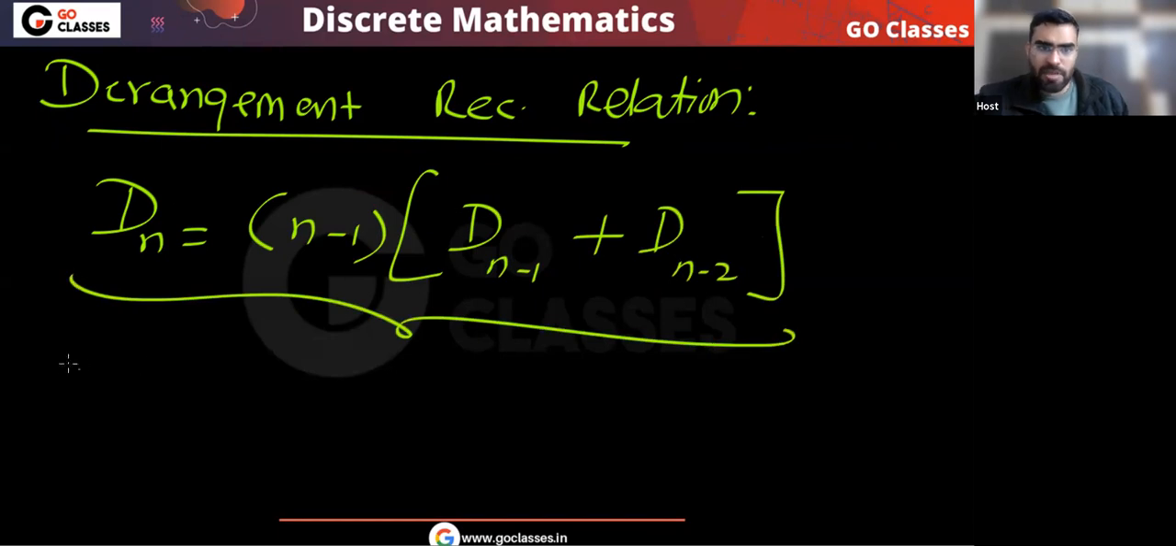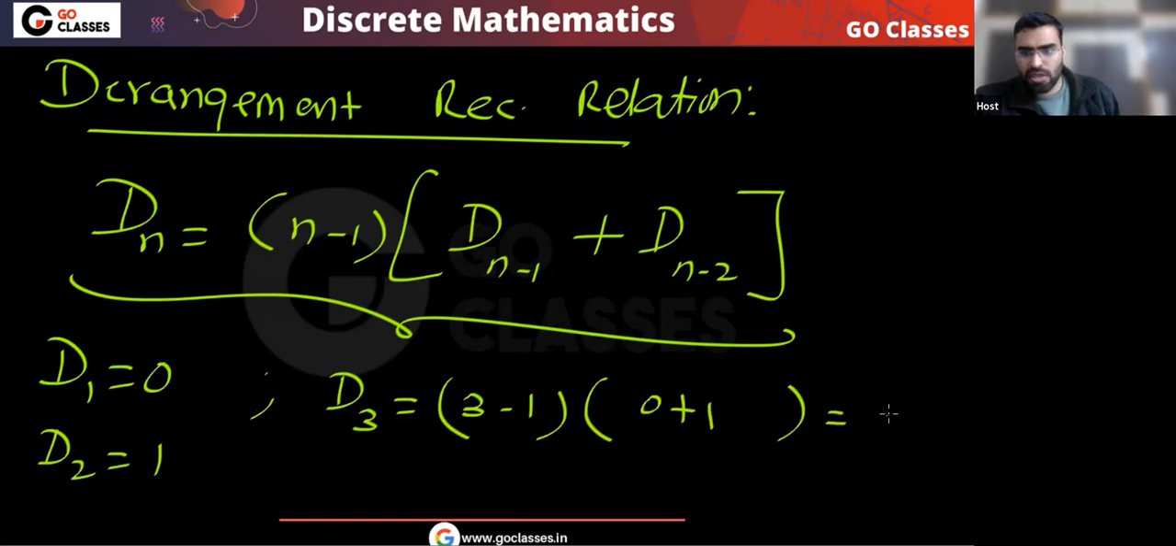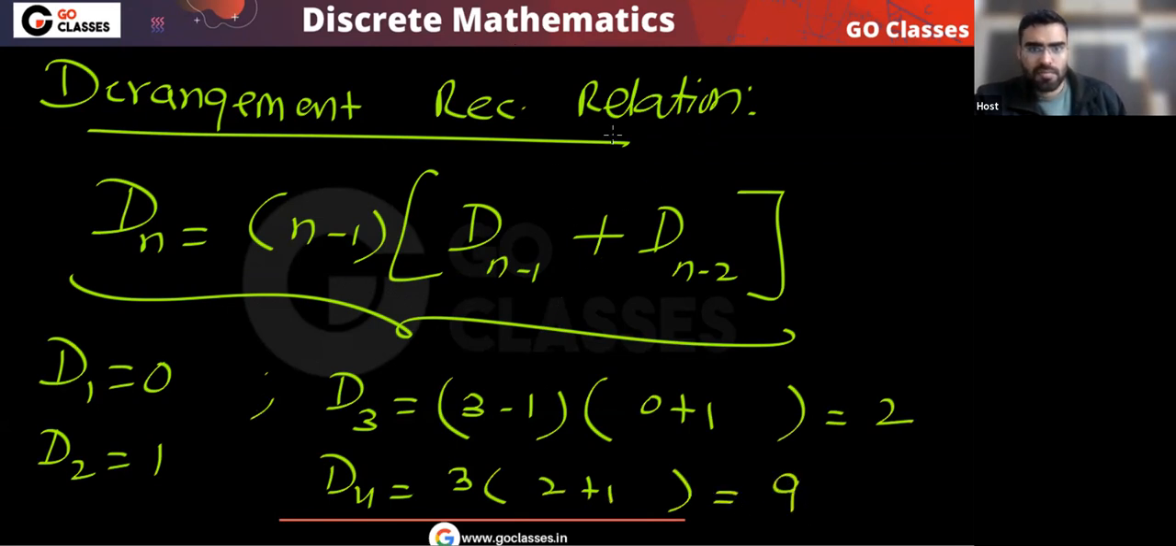And what are the basic conditions? Can anyone tell me? D1 is 0, D2 is 1, and from here you can calculate D3. D3 will be 3 minus 1, multiplied by this plus this, 0 plus 1. So that will be 2. Now you can calculate D4. D4 will be 3 multiplied by 2 plus 1, so that is basically 9. D4 is 9. Yes or no?